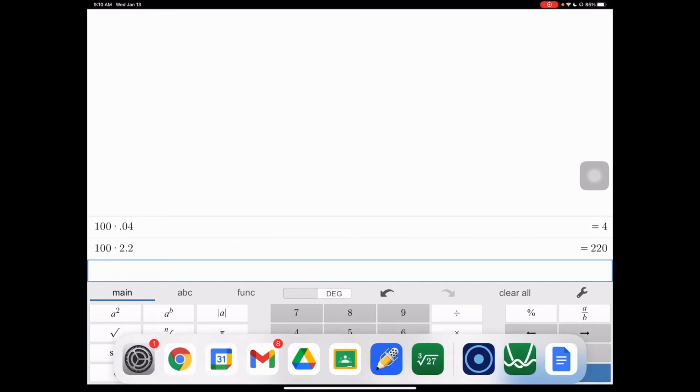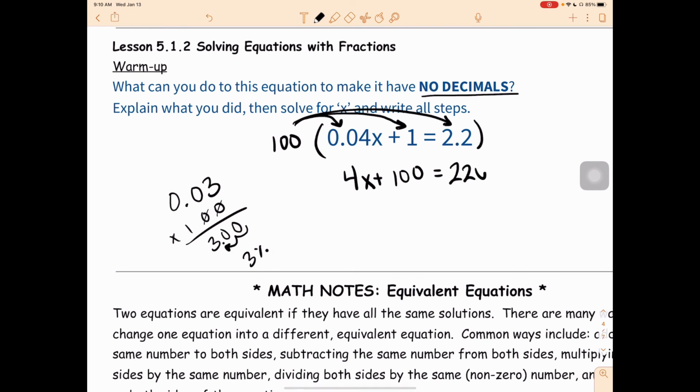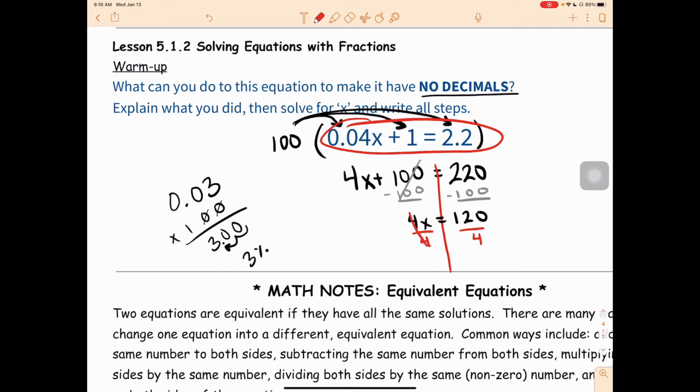And then 100 times 2.2 is 220. Now the reason for this is because we need to solve for x here, and some students get a little bit confused whenever there are decimals. I mean, you can solve this being a decimal just fine and you'll still get the right answer. However, some students like the look of this one a little bit better, and they believe they can handle it easier than the one with the decimals. So here, if we subtract 100 from both sides, we're going to have 4x equals 120. So I'm going to divide both sides by 4 to get that x by itself. We get x equals 30.